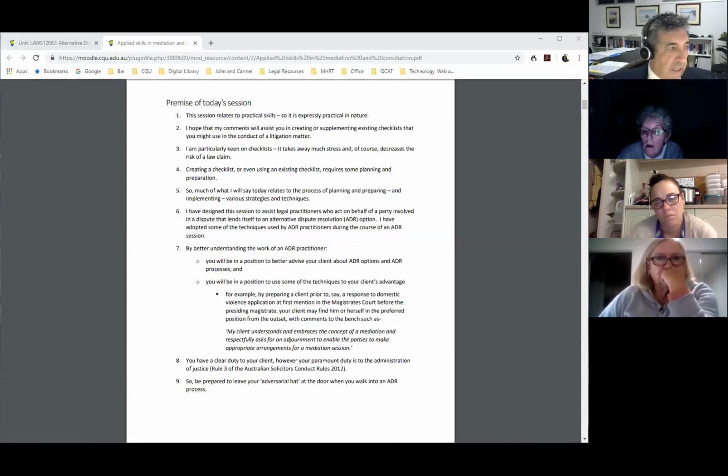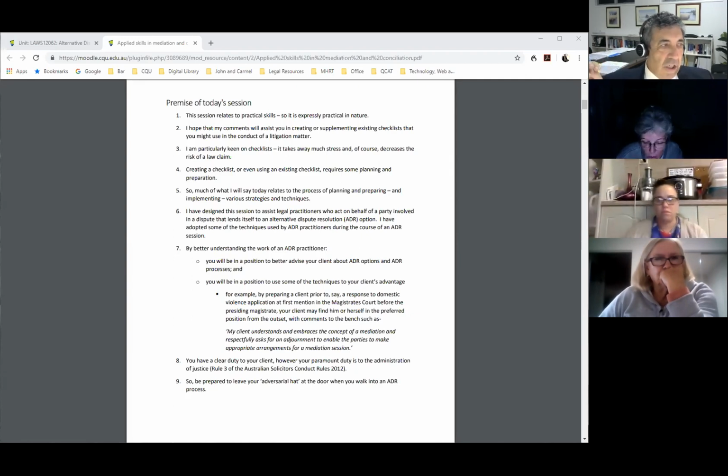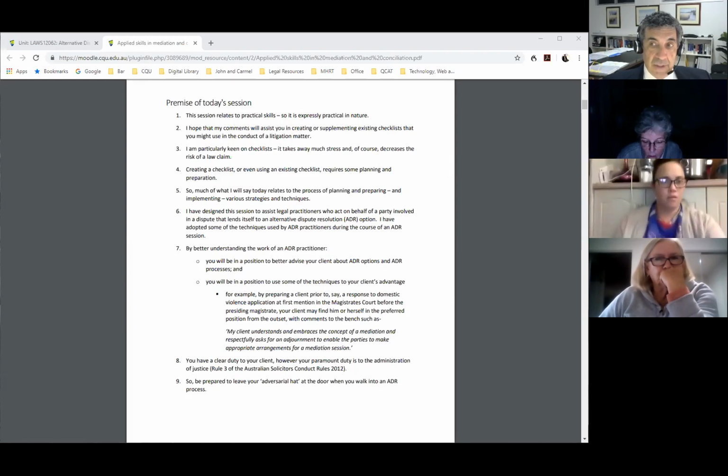For example, if you were to make a comment, my client understands and embraces the concept of mediation and respectfully asks for an adjournment to enable the parties to make appropriate arrangements for a mediation session, you will receive congratulations more than likely from the presiding officer because you've immediately identified mediation as a way of dealing with this issue. Now, I know what some of you might think. Domestic violence issues don't necessarily lend themselves readily to mediation because of a power imbalance between the aggrieved and the complainant, or the respondent rather, in those circumstances.